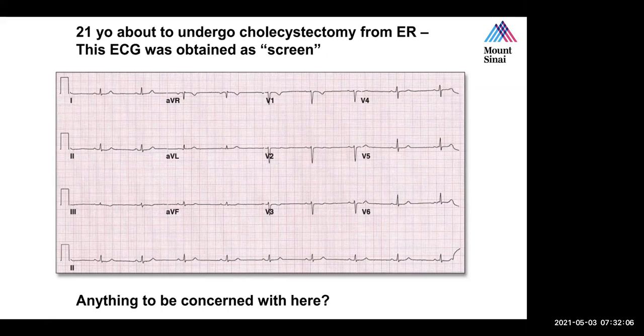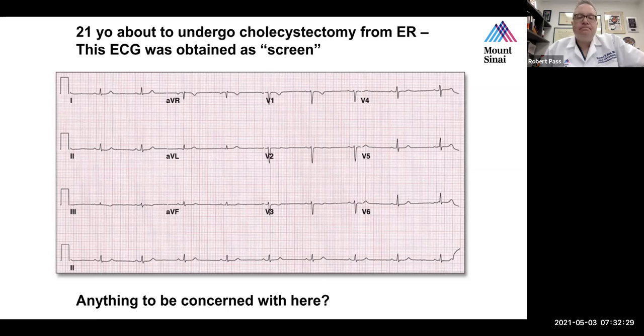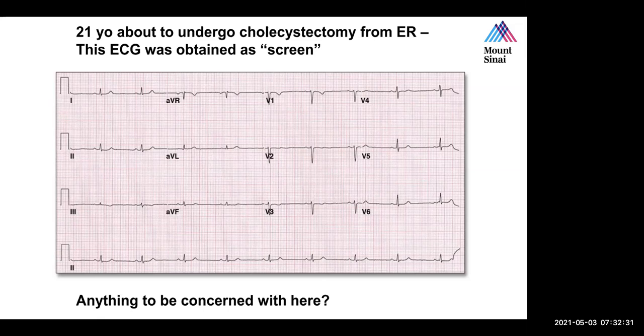So just looking at the rhythm strip, it looks like sinus. I see P waves before every QRS, and they're upright in I and aVF. So it looks like sinus rhythm. The rate, it's bradycardic. I would say 3, 4, 5 is around 60. 21-year-old, so it's probably fine. The rate is fine as well.